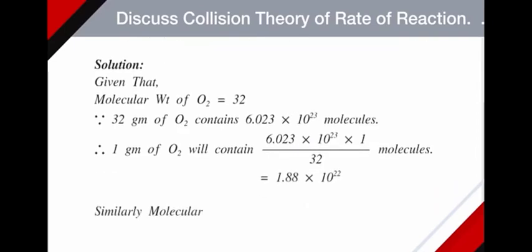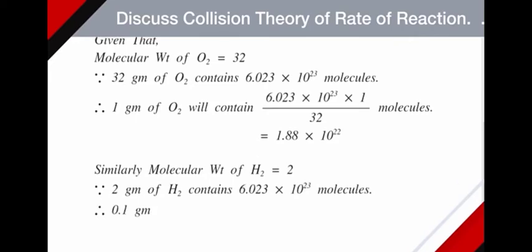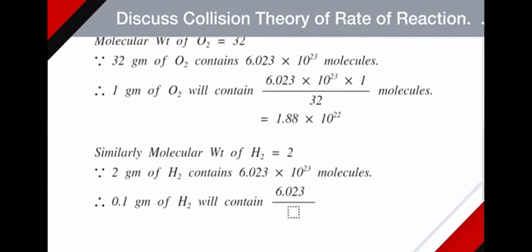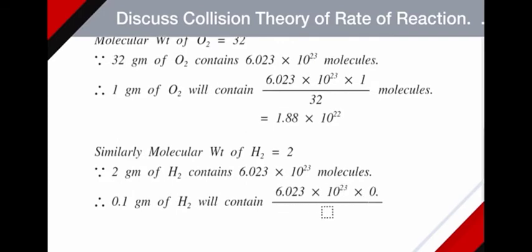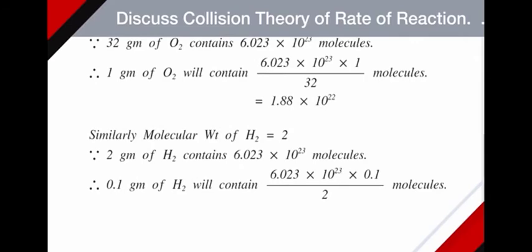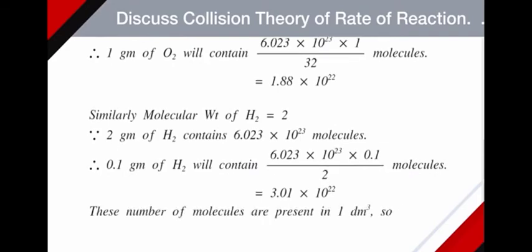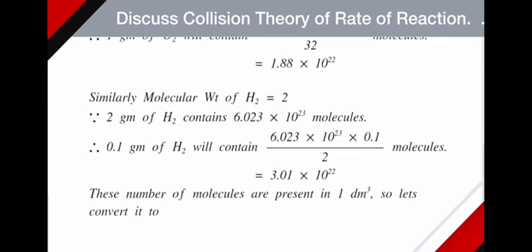Similarly, molecular weight of hydrogen is 2, because 2 gram of hydrogen contains 6.023 into 10 to the power 23 molecules. Therefore, 0.1 gram of hydrogen will contain 6.023 into 10 to the power 23 into 0.1 divided by 2 molecules, which comes 3.01 into 10 to the power 22 molecules. These number of molecules are present in 1 dm³. So let's convert it into cubic meter.